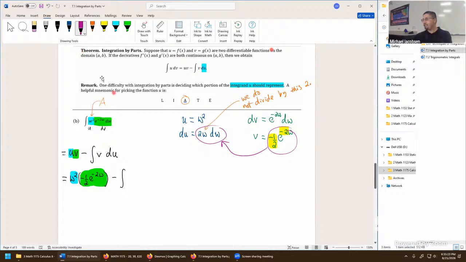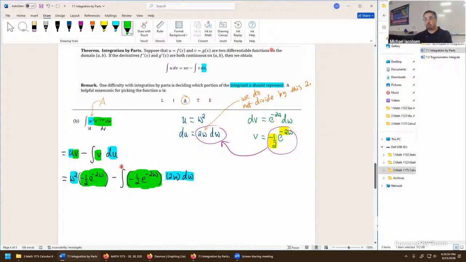So v is -1/2 e to the power of -2w. And then the du part is this, 2w. Notice that 2 really has to stay there. 2w dw. But if you're a fan of color coding, here it is as a color-coded object. So that's putting it all together to this line right here.